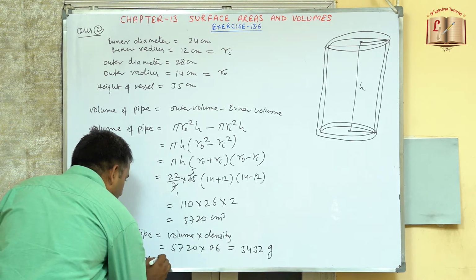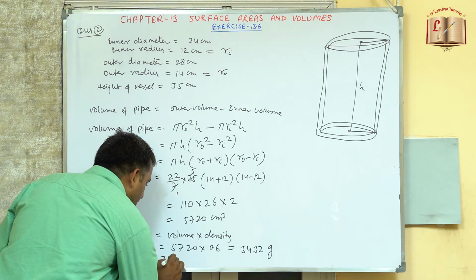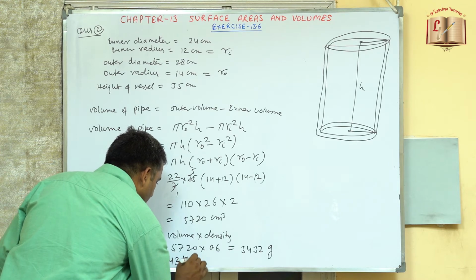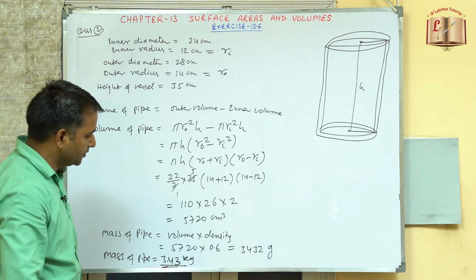So this can be written in the mass in kg also. So mass of pipe will be in kg. This will be 3.432 kg. So this will be 3.43 kg.